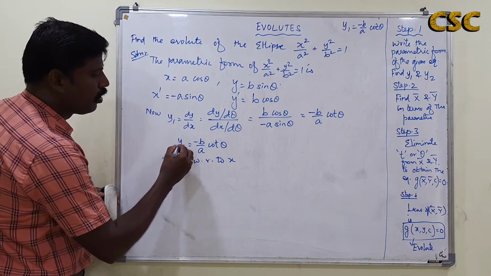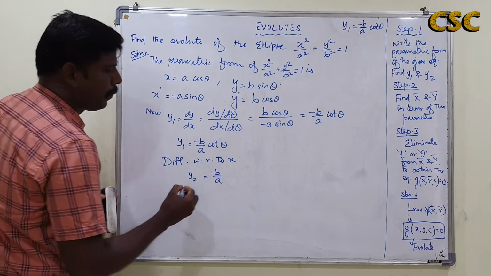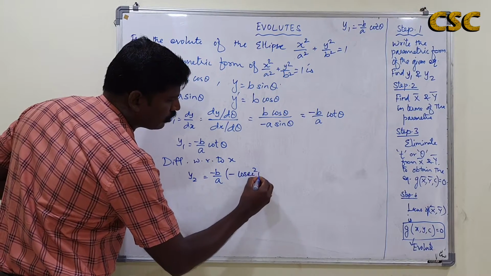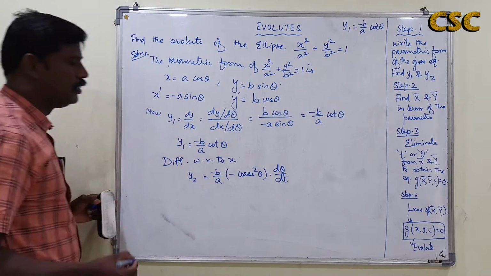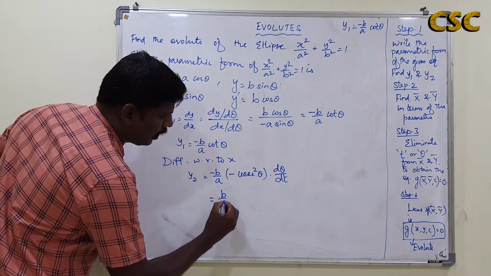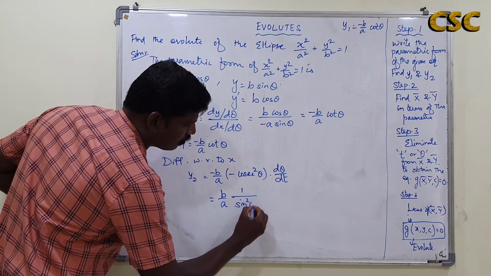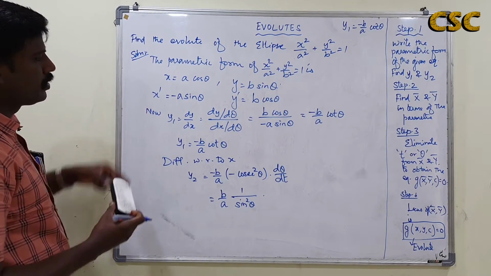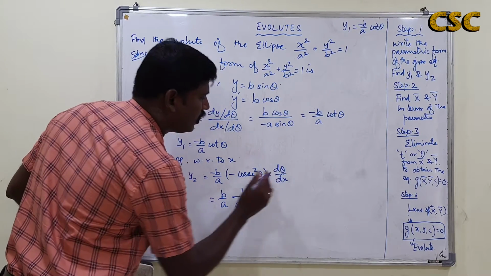Right? So the derivative of y1 with respect to x becomes y2 is equal to minus b by a. What is the derivative of cot theta? Minus cosecant square theta into the derivative of theta, d theta by dx. That is minus minus plus, so minus minus will become plus b by a. What is cosecant square theta? 1 by sin square theta into what is d theta by dx? Sorry, d theta by dx, differentiate theta with respect to x.